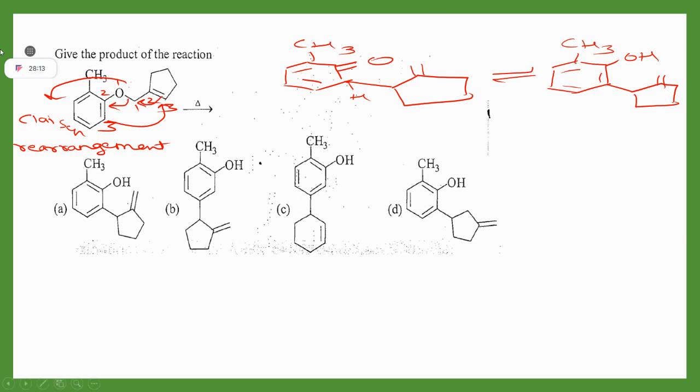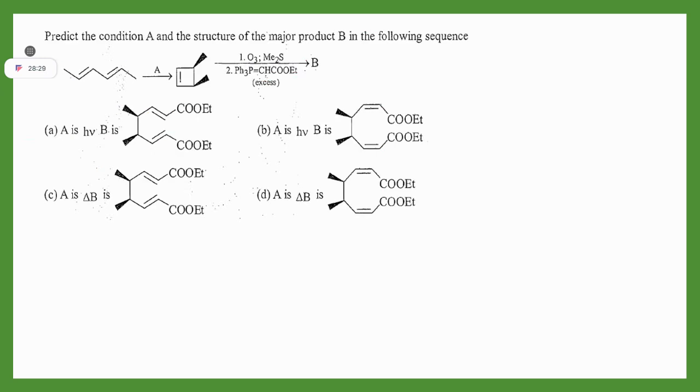So, which is your correct option? Option number A is your correct answer. Yes or no? So, a simple question from 3 sigmatropic rearrangement. So, the next question for today's session is predict the condition A and the structure of major product B in the following sequence.